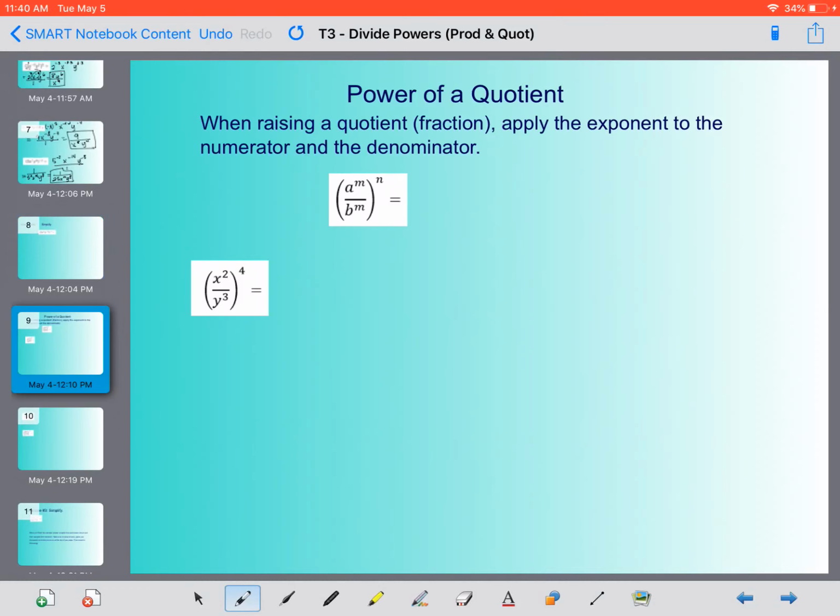Power of a quotient. Okay, this is, instead of a product in the parentheses being raised to a power, you have a quotient. Quotient just means divide. When raising a quotient, a fraction, to a power, apply the exponent to the numerator and the denominator.